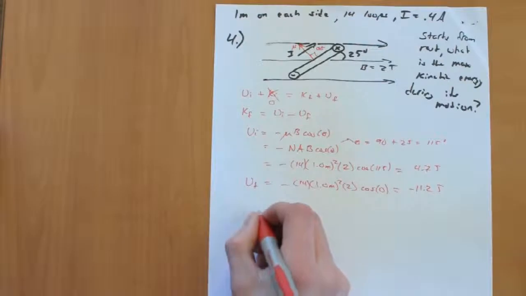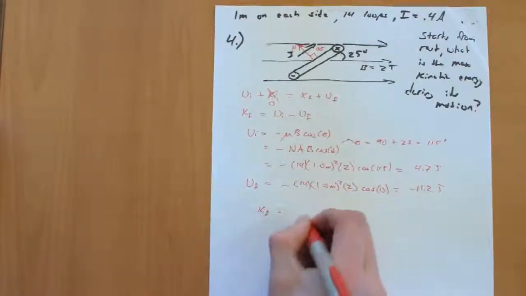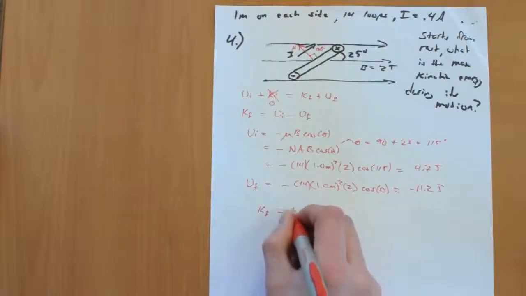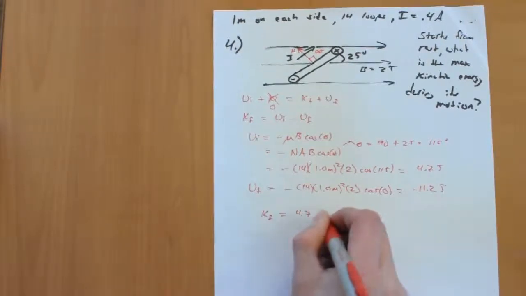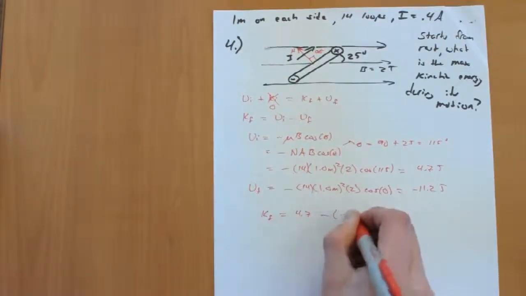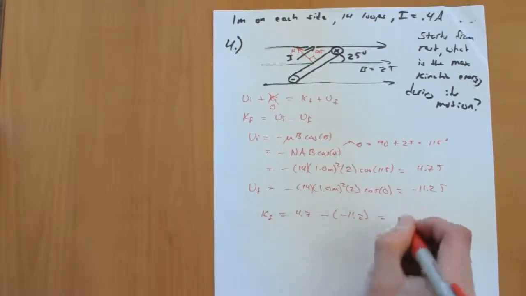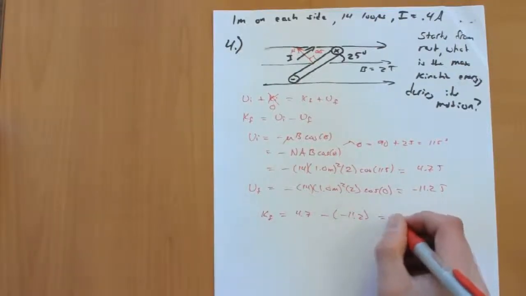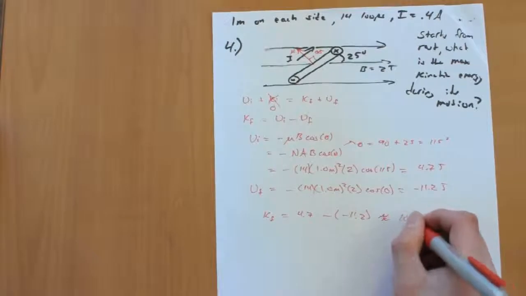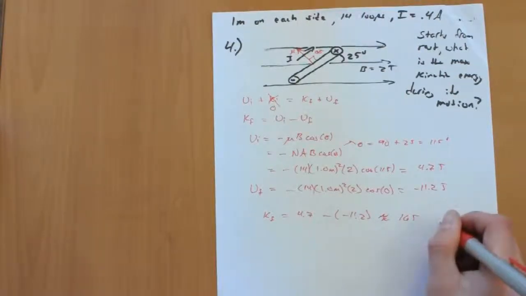And so to get the final answer, we do the initial potential energy, which is 4.7, minus the final potential energy, which equals about 16 joules, which is answer choice A.